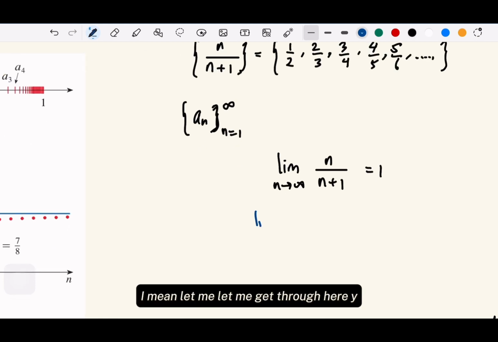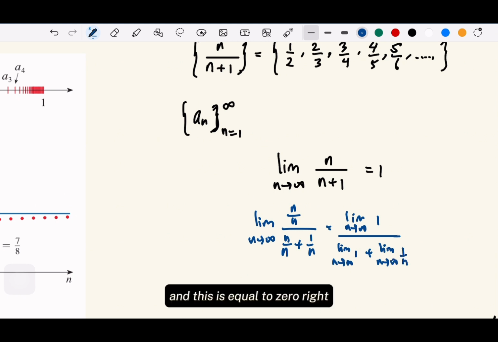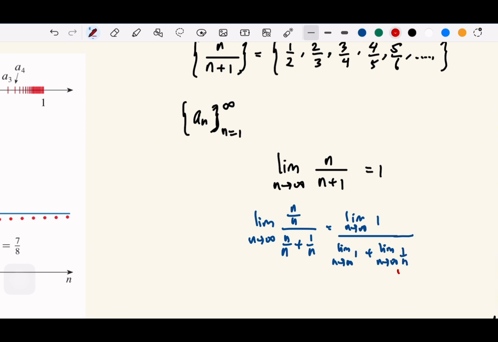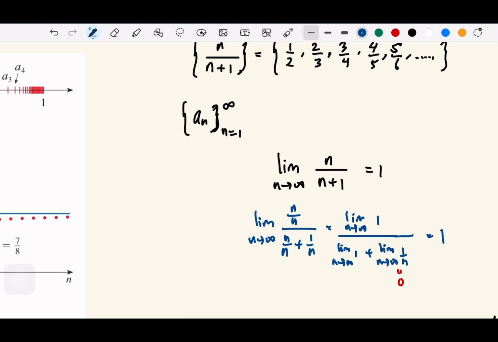Let me get through here. y is equal to 1 by limit. Okay, so n over n. So this is 1. This is 1. And this is equal to 0, right? So it means that this will be 1. Okay? It's a quick review of calculus.